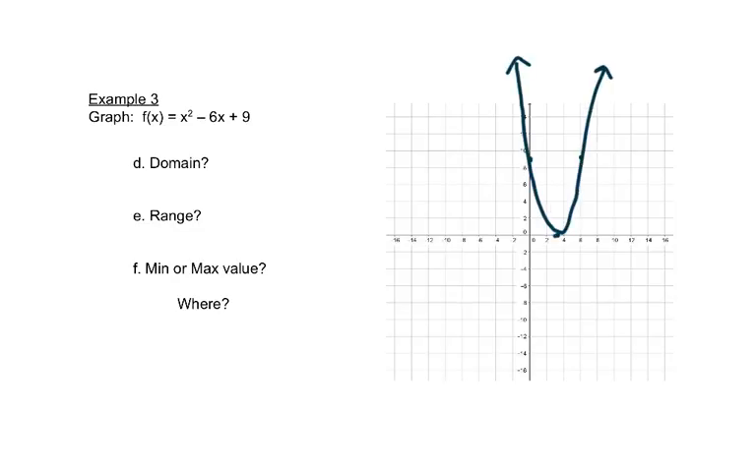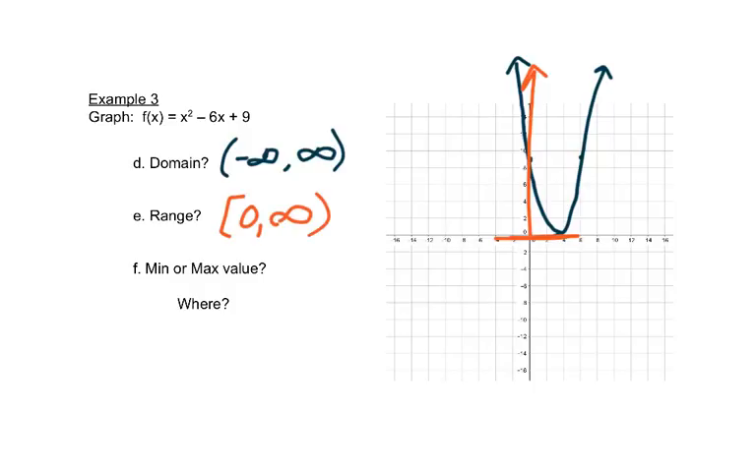So now what's the domain? Remember, the domain is always all real numbers because x can be anything we want. So now let's look at the range. The range goes from this straight up for all y values. So the range starts at 0 and it goes to infinity. 0 is included because that's where the vertex is.